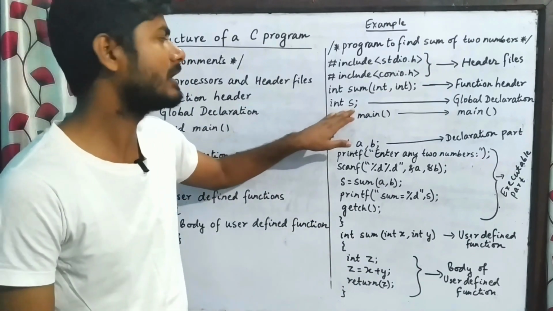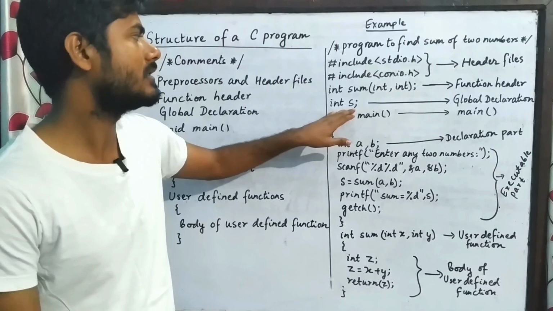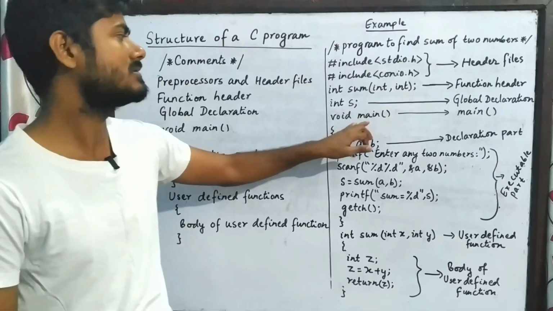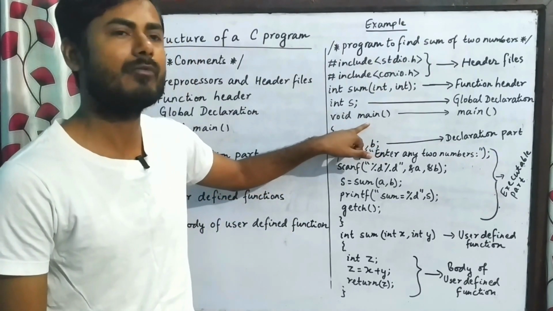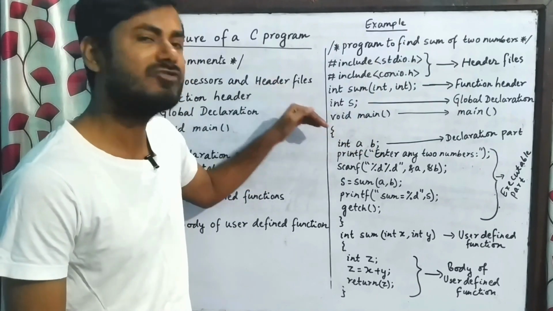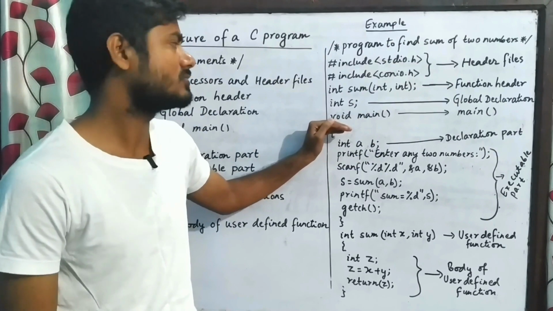Then there is a global declaration. That means if we want to declare any variables globally, then we can declare them in this section. Then there is void main. This is the main part of the program. That means the execution of the program will start from this main function. This is the entry point of a program, so to say.